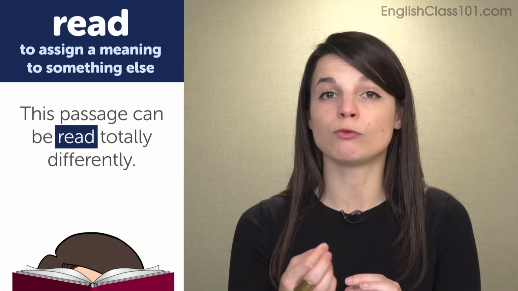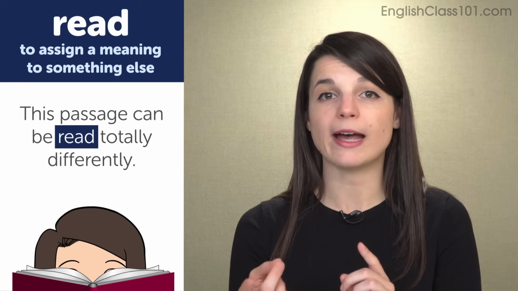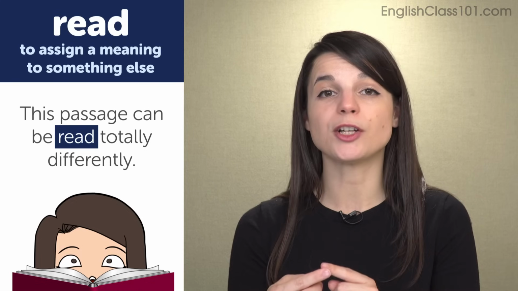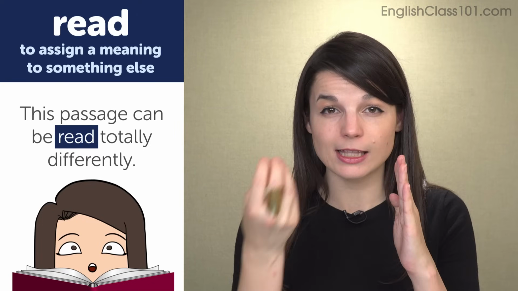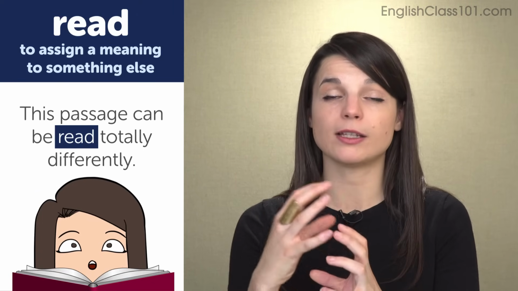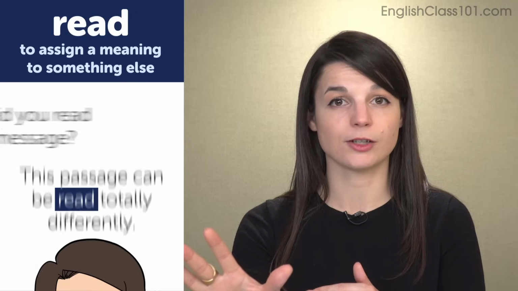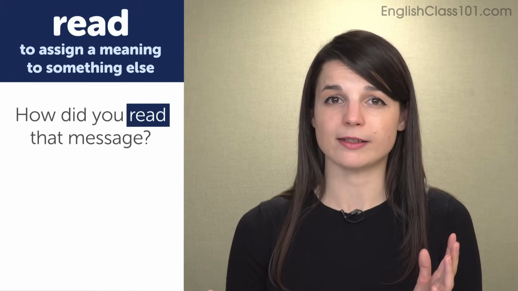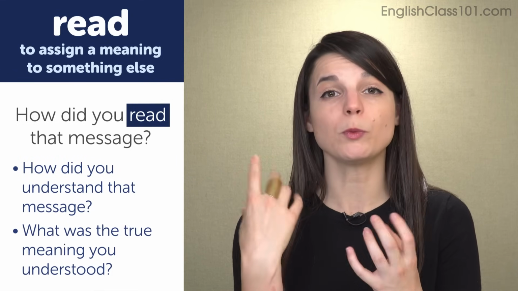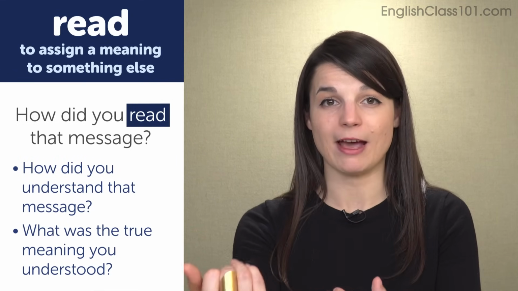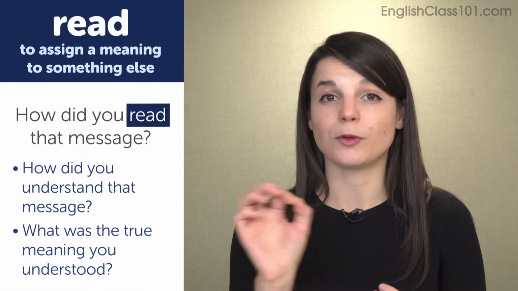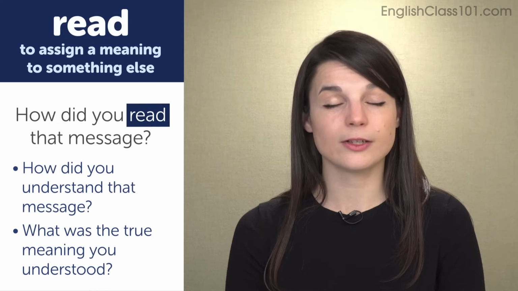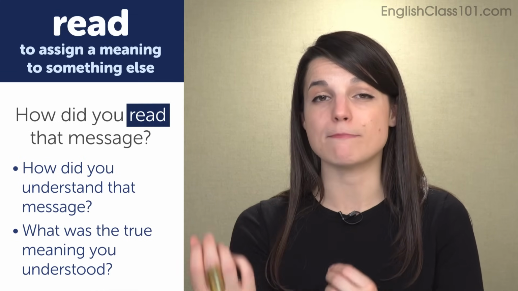So in the first example, this passage can be read totally differently, means the meaning of this passage could be understood in a different way. So that doesn't mean there's a different way to read, like physically take the information in. It means there's a different way to understand the meaning of that passage. In the second example sentence, how did you read that message? It means how did you understand that message? Or what was the true meaning you understood in that message? What did you get from that? So read doesn't only mean looking at the symbols and letters, even if it seems like it here. In these sorts of situations, it means how do you assign meaning to that text?